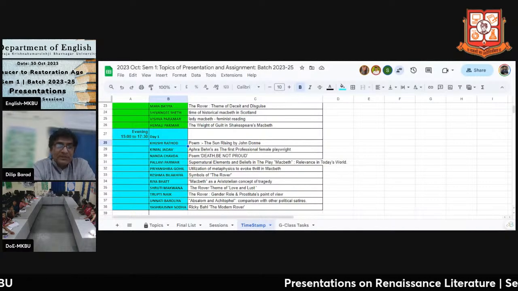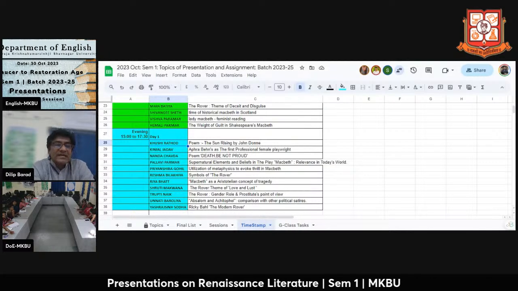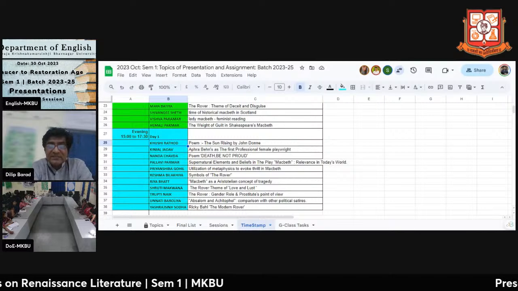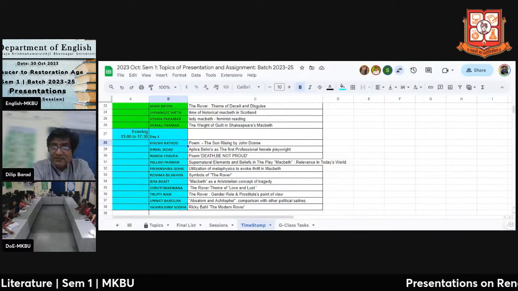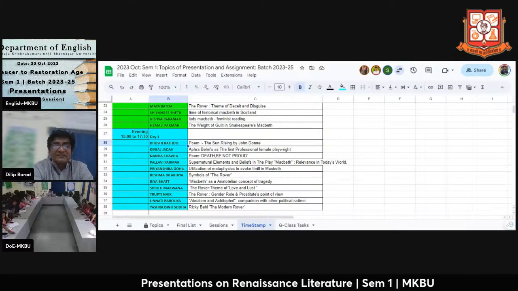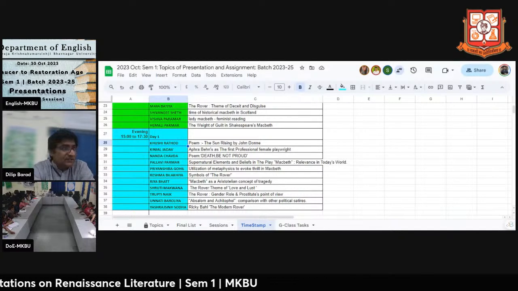NANDA, poem, again no need to put poem there. What are you going to do with 'Death Be Not Proud'? That you have to say. So are you going to make a thematic study, a prosodic study, linguistic study, critical analysis, thematic analysis, what? That you have to write in the title. So what exactly do you want to do in this poem? That you have to put in the title.